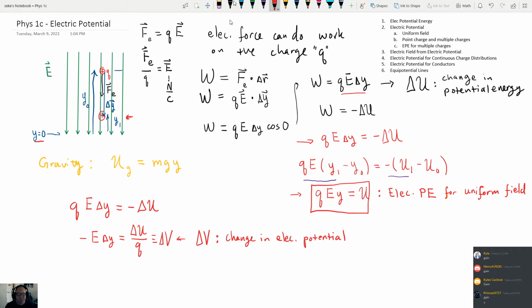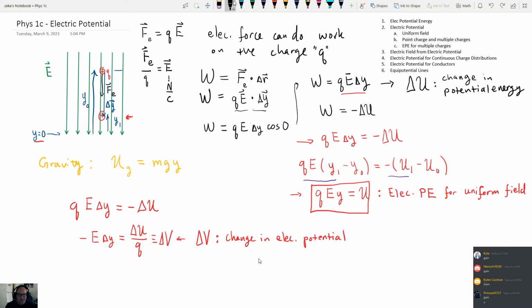Something I should do, just to clarify what's going on here: when we took this dot product, I removed the vector symbol from the top, but to be 100% clear, I think you need the absolute value signs around these delta y's. Maybe you don't. Let's not worry about that for right now. So this is going to be the change in electric potential, delta V.